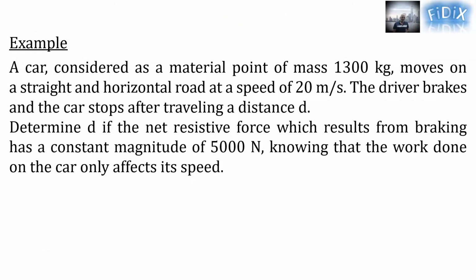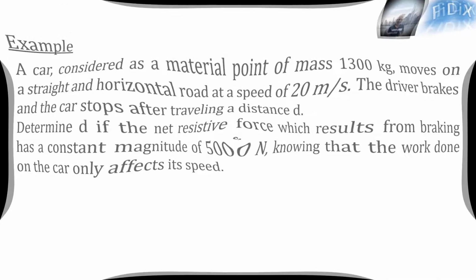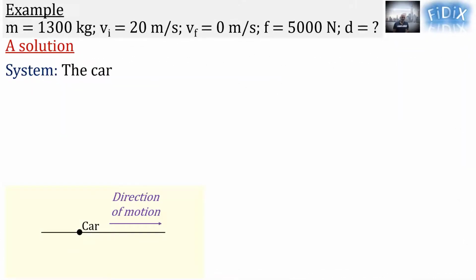Example: a car considered as a material point of mass 1300 kilograms moves on a straight and horizontal road at a speed of 20 meters per second. The driver brakes and the car stops after traveling a distance d. Determine d if the net resistive force, which results from braking, has a constant magnitude of 5,000 newtons, knowing that the work done on the car only affects its speed. The studied system is the car.